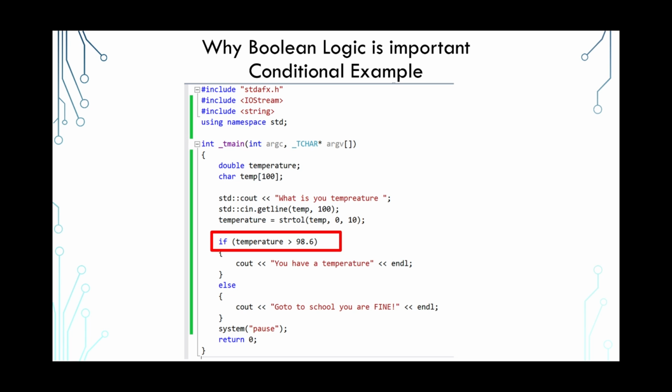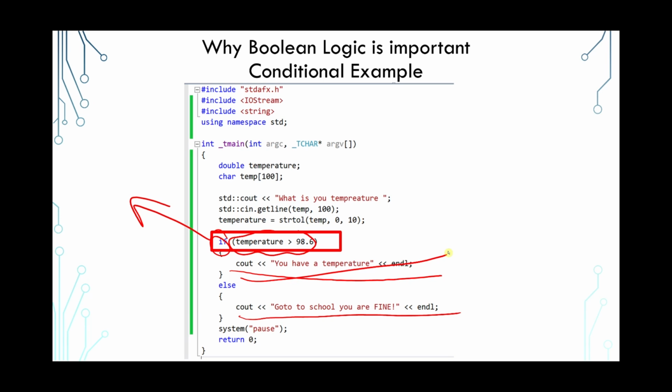For example, if I ask myself, should I go to the doctor because I feel a little bit sick or not? So you would ask yourself a series of questions. One of these questions would be when you have a temperature, only a temperature. So if the temperature is greater than 98.6, then I do have a temperature. Else, I should go to school because I'm fine, right? So this is a Boolean expression that is used in an if statement to make a decision. If you have a temperature greater than 98.6, then you have a temperature. You can rest at home. Otherwise, else, go to school because you're fine.